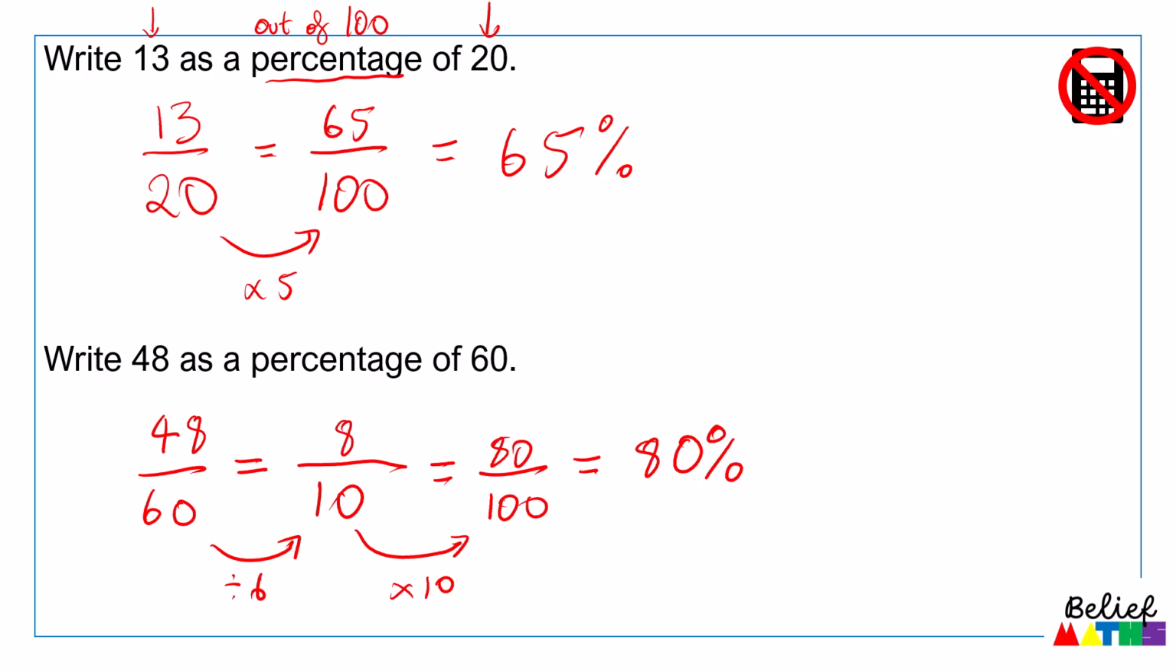So again, when we want to write one number as a percentage of another, we write it as a fraction. We simplify it or we scale it up. We find the equivalent fraction, so it's out of 100. And then that's our percentage. So in this case, 65% and 80%.